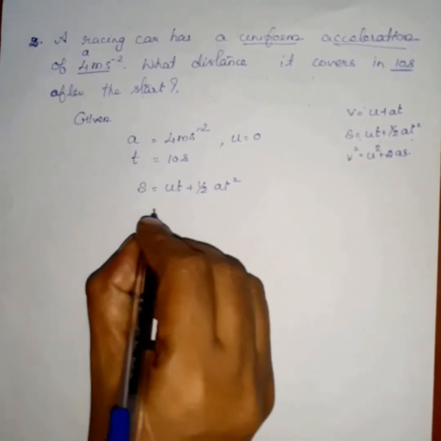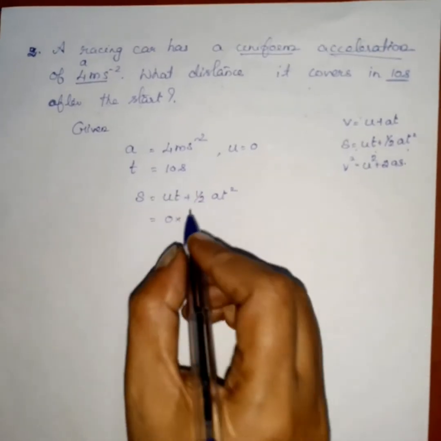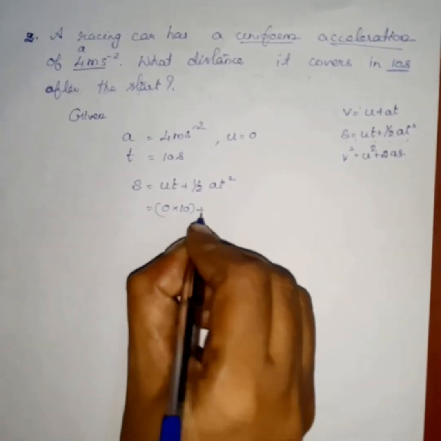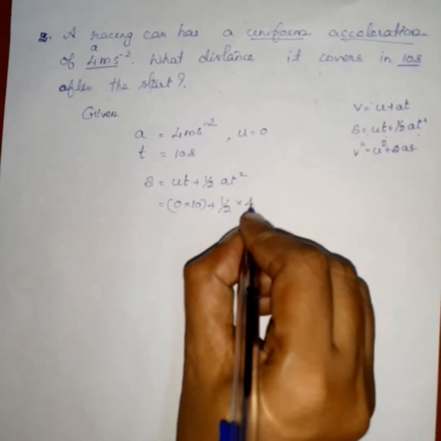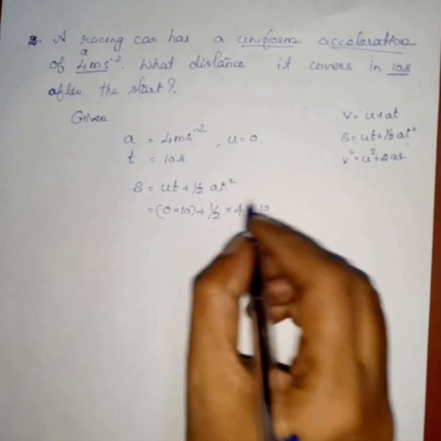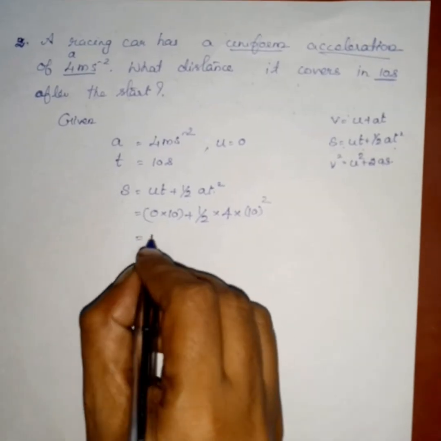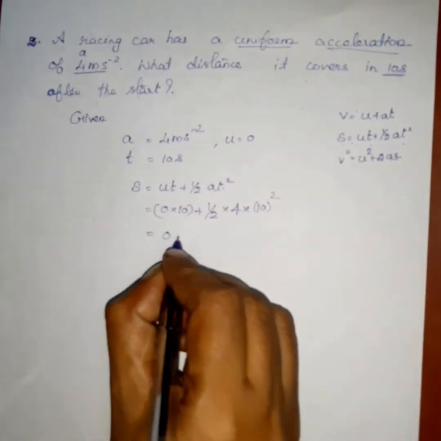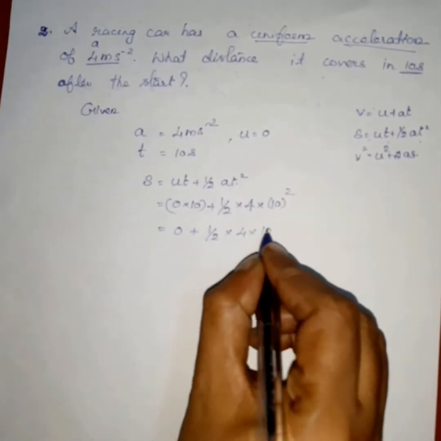Here, U is equal to 0. 0 multiplied by time 10, plus half into A. Acceleration is 4. Then T value is 10. So 10 into 10, 10 square. So 0 into any value is 0, plus half into 4 into 10 into 10, which is 100.